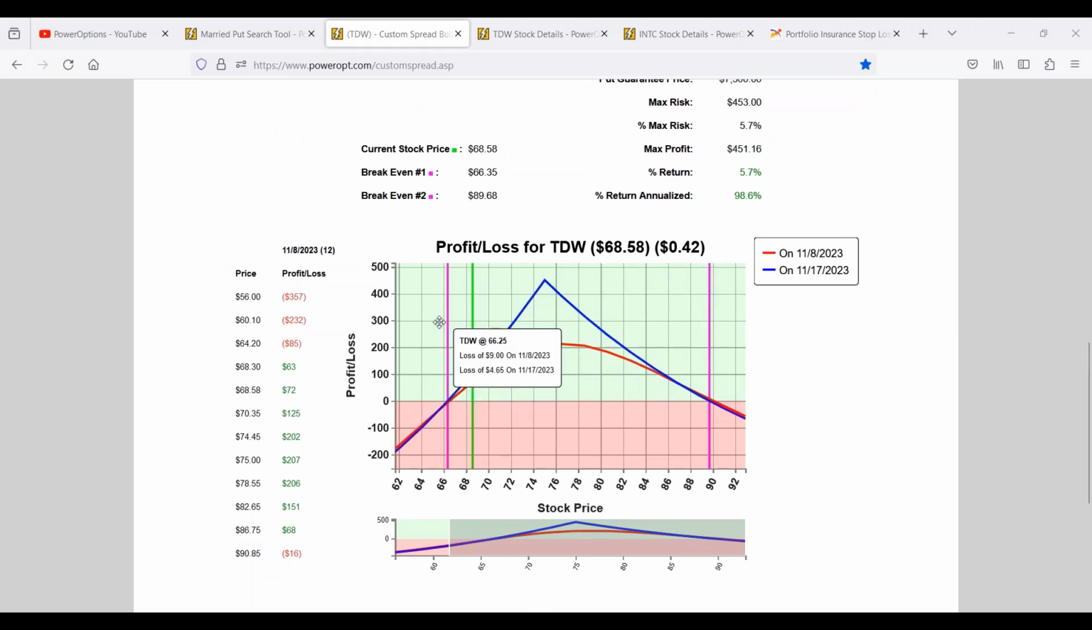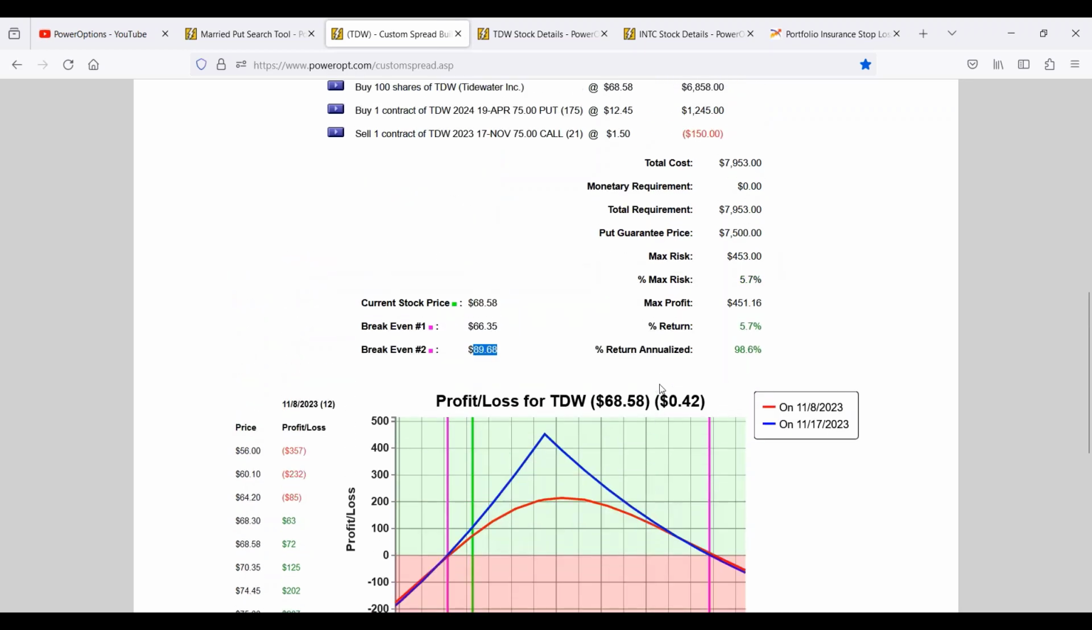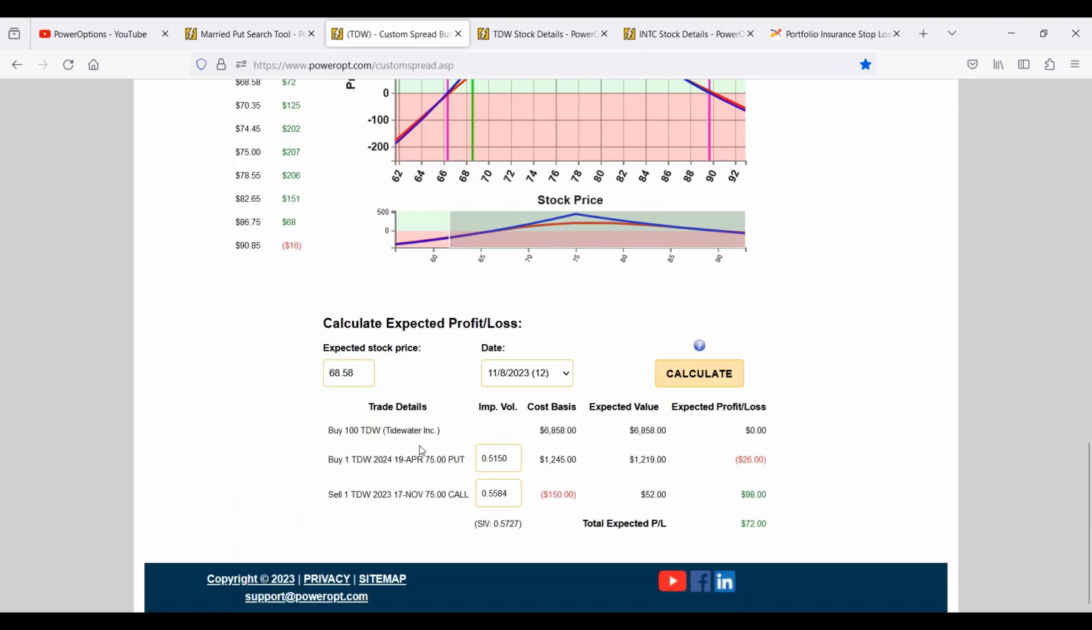But we don't want to assume everything is rosy between these prices of 66.35, not far from where we are, and 89.68, because we've created an upper and lower break even. I want to make sure of some things. Anytime I'm doing a calendar spread, or any type of married put with a short-term collar, and I see these kinds of implied volatilities and I know earnings are coming up soon, I want to investigate further.